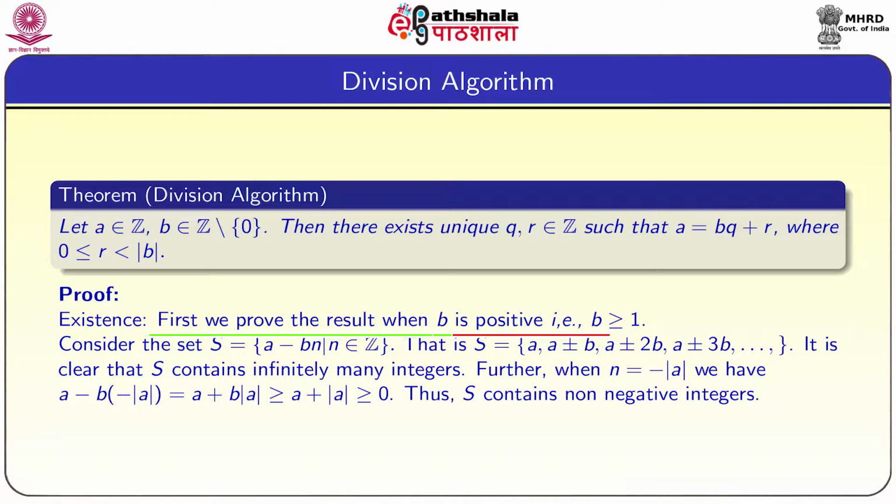First we will prove the result for when b is positive. In the statement we just say that b is not equal to 0, but first we will prove the result for b greater than or equal to 1. Later we will extend this result for b less than or equal to minus 1 as well.